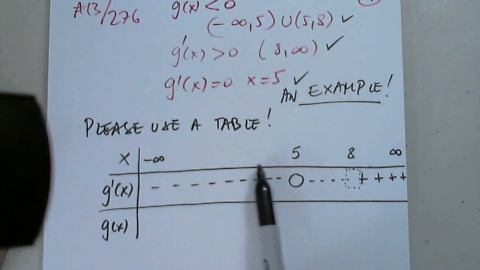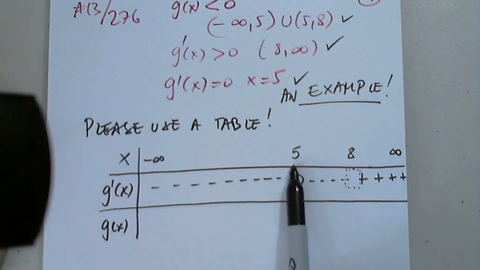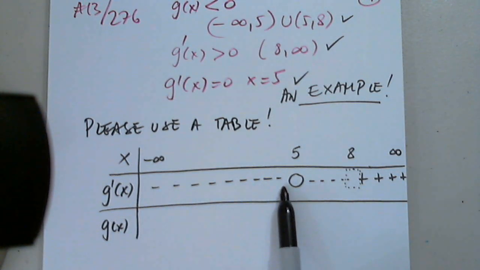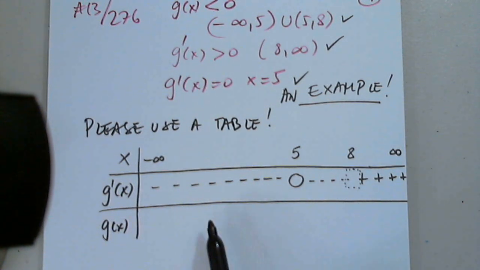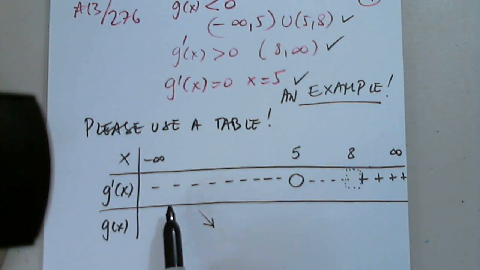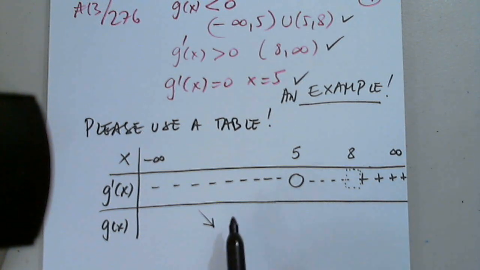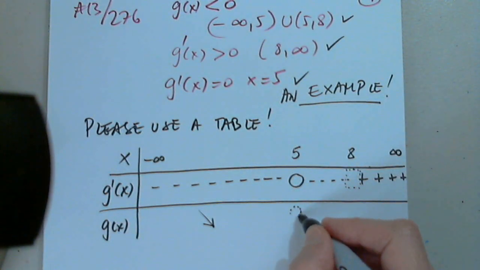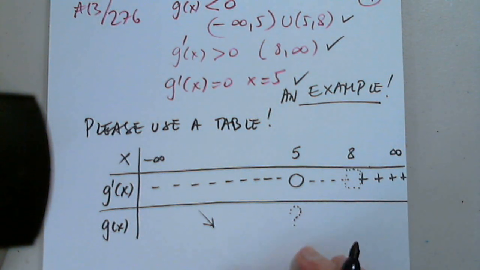So between negative infinity and 5, the derivative is negative. What does the function do when the derivative is negative? Decrease. Awesome. So when the derivative is negative, the function is decreasing. I don't have a number here. It doesn't matter what we put in.